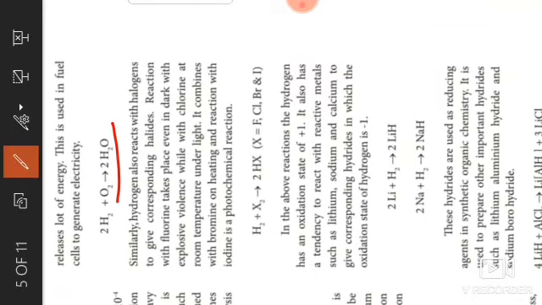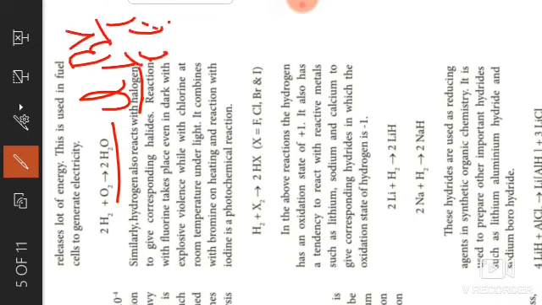Another one is hydrogen reacting with halogen. What is meant by halogen? Halogens are chlorine, bromine, fluorine and iodine. These halogens form the corresponding halides. What is meant by halide? Hydrogen X, where X represents a halide, that is the halogen: fluorine, chlorine, bromine, iodine. With fluorine the reaction is explosive and violent. Chlorine combines at room temperature under light, bromine on heating, and the reaction with iodine is photochemical. That is the way they react with hydrogen molecule to form the hydrogen halide.